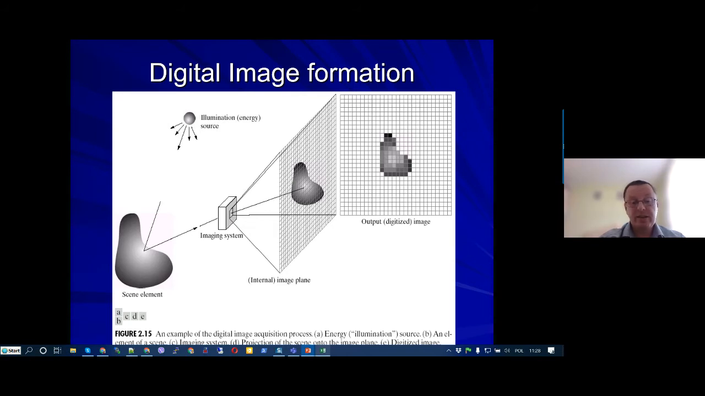Then we have an imaging system, which could be a set of optical lenses, or a kind of electromagnetic field, which provides focusing of reflected or transilluminated energy, reflected from or passing through the scene element, onto the internal imaging plane of a sensor which is responsible for holding the results of our image formation.